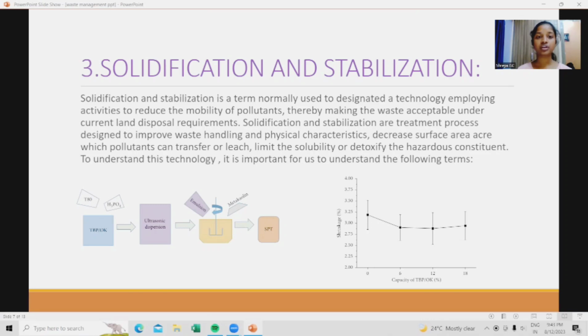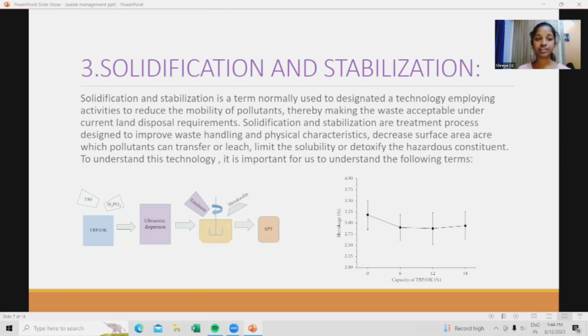And the third one is solidification and stabilization. Solidification and stabilization is a term normally used to designate a technology employing activities to reduce the mobility of pollutants, thereby making the waste acceptable under current land disposal requirements. Solidification and stabilization are treatment processes designed to improve waste handling and physical characteristics, decrease the surface area across which pollutants can transfer or reach, limit the solubility, or detoxify the hazardous constituent. To understand this technology, it is important for us to understand the following terms.